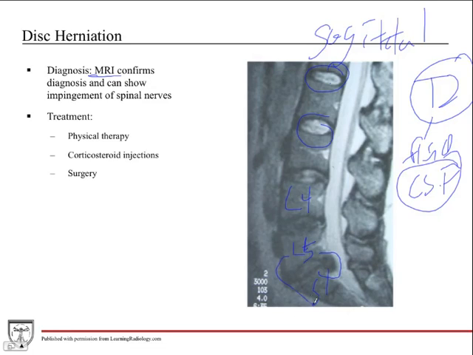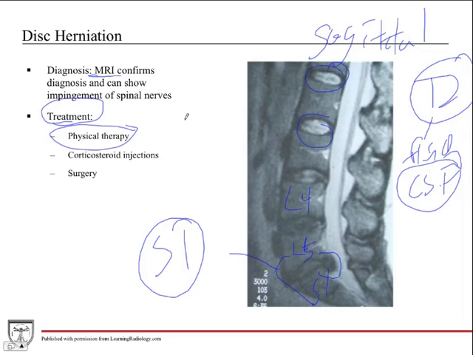So if this is the L5-S1 level, it's going to be the S1 spinal nerve. They're going to have weak plantar flexion, decreased Achilles tendon reflex, and decreased sensation on the lateral and plantar surface of the foot, just to review all of that. As far as treatment options go, you do conservative and then you move to more invasive.